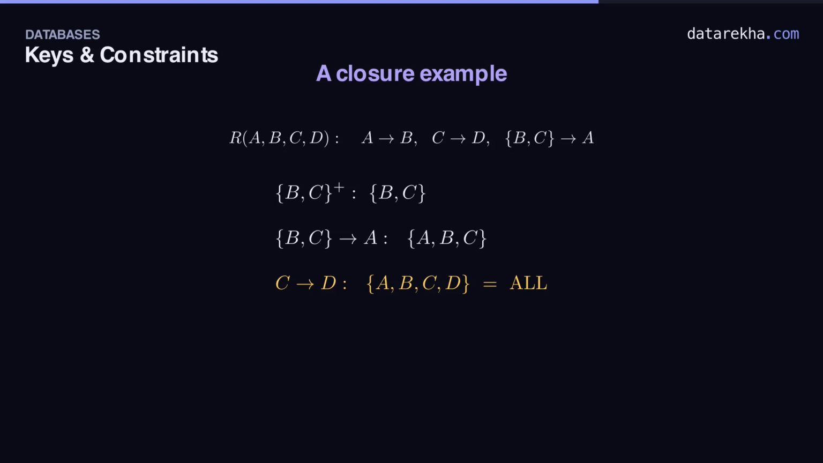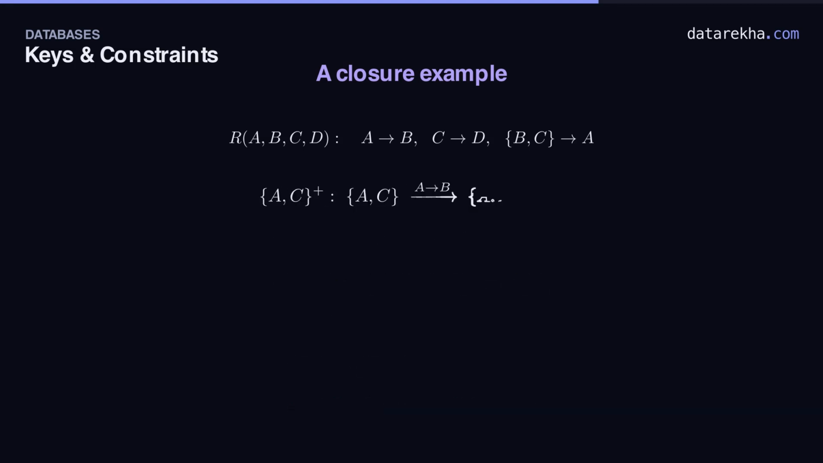Start with B and C themselves. B and C together give A. Now A gives B, already there, and C gives D. We have reached all 4 columns, so B and C is a super key. Is it minimal? B alone closes to just B. C alone closes to C and D. Neither smaller piece reaches everything, so nothing can be dropped. B and C is a candidate key.